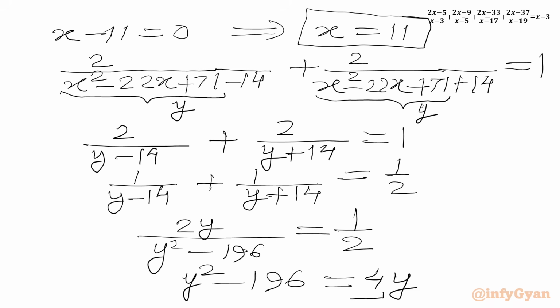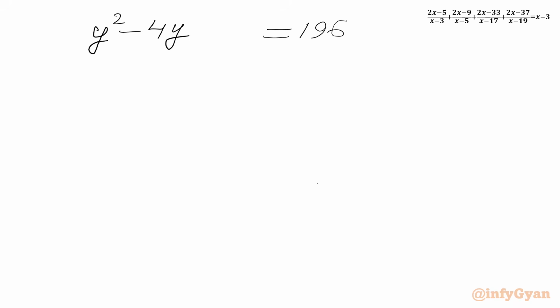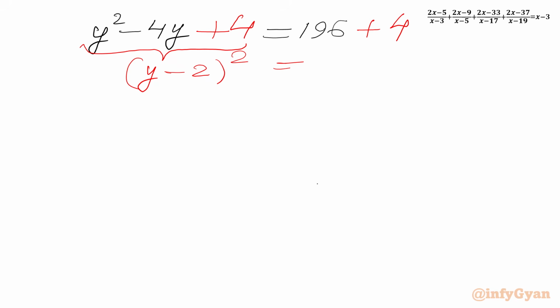Now we are going to use the completing the square method. So I will take 4y to the LHS and 196 to the RHS. So we will write y square minus 4y on the LHS and 196 on the right hand side. Now we are going to add 4 to both sides so that our LHS will complete one square. This is y minus 2 whole square. And in the RHS we are going to get 200.